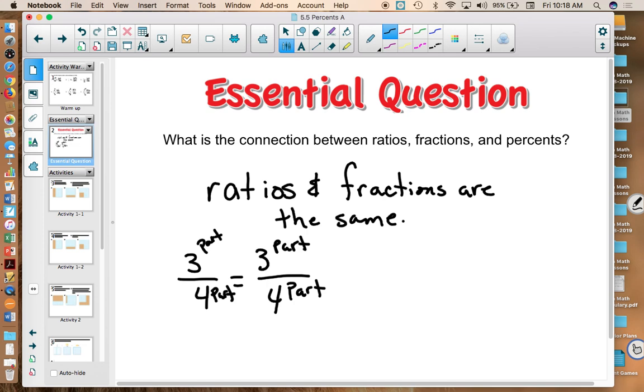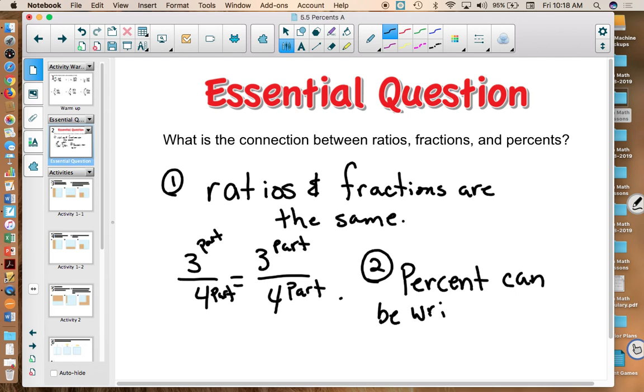What do you know about a percentage? Do you know at this point that connection between ratios and fractions and percentages? What do you know, Tyler? They can all be turned into a fraction. Tyler says a percentage can be written as a fraction. Does anybody else know anything about that, or does that make sense to you? Can a percentage be written as a fraction?